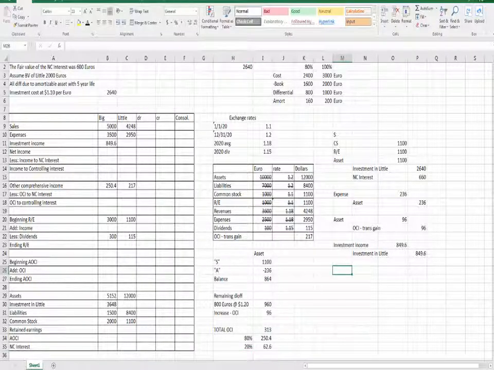In any event, let's go ahead and do our investment income. We eliminate our regular investment income. We also have to eliminate the other comprehensive income of 250.4.